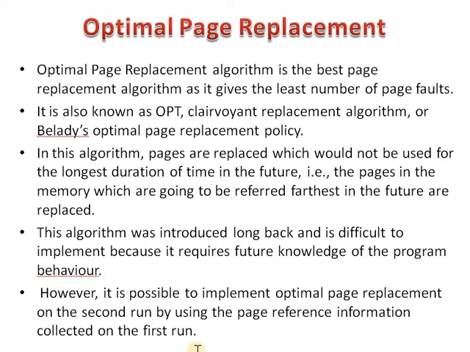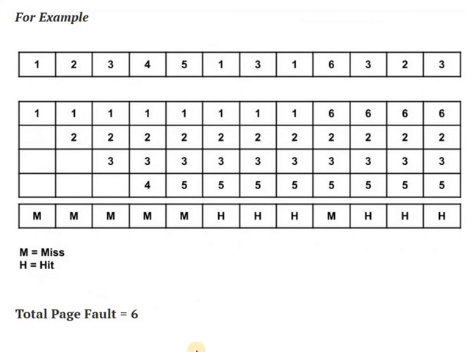Let's see one example. After that, you will get a clear idea about optimal page replacement. See the reference string: 1, 2, 3, 4, 5, 1, 3, 1, 6, 3, 2, 3. This is the reference string. Initially, all the 4 slots are empty, since our maximum frame size is 4.